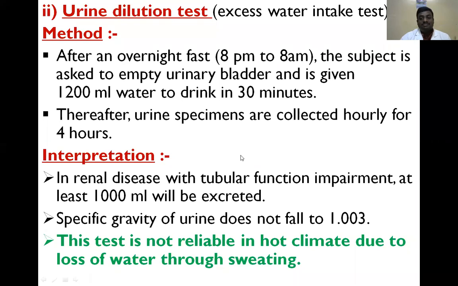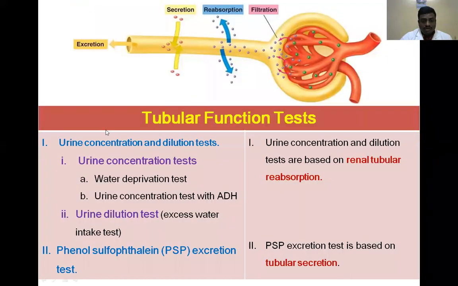Okay, water deprivation test; second one is the urine dilution test. This is about the urine concentration and dilution tests. These depend on renal tubular reabsorption, so if there is any renal tubular reabsorption problem, the specific gravity is reduced.